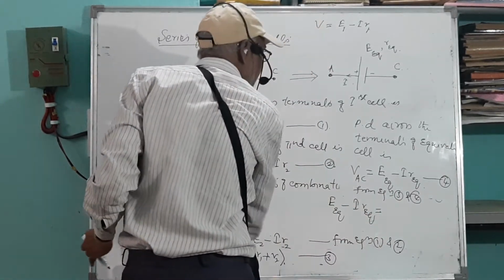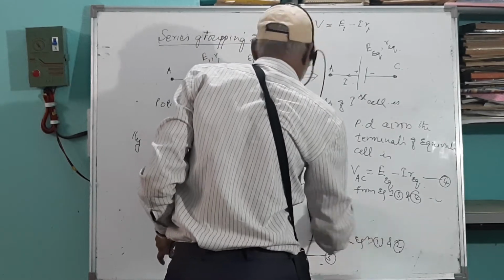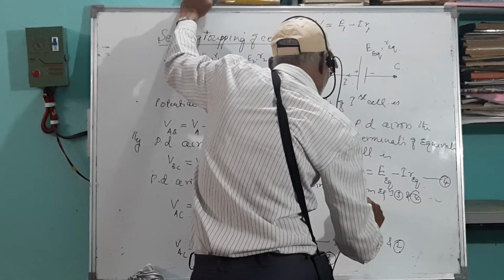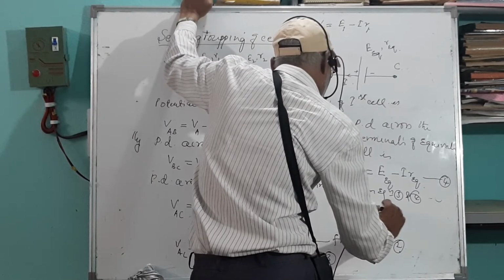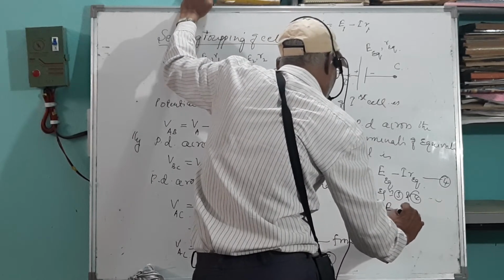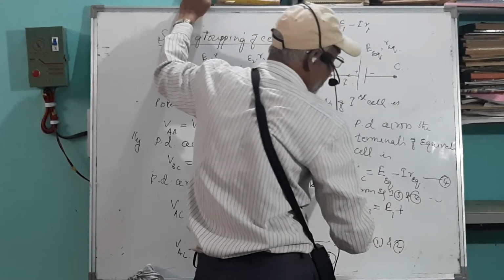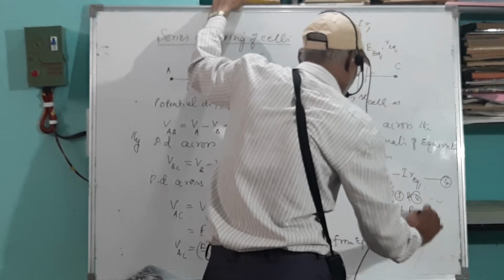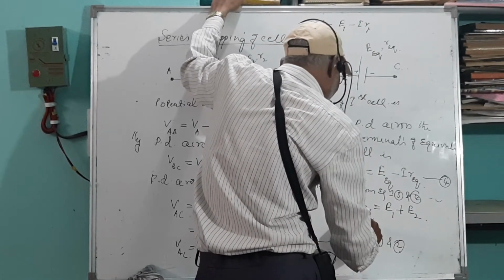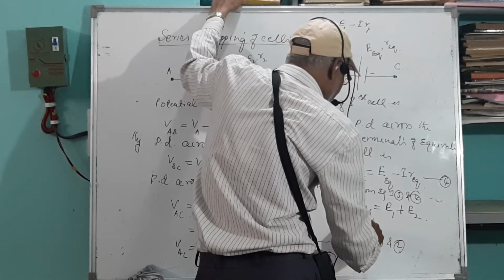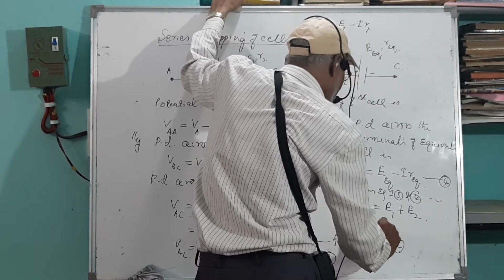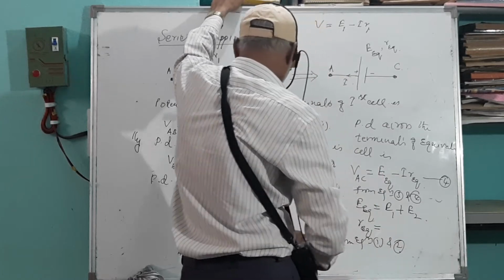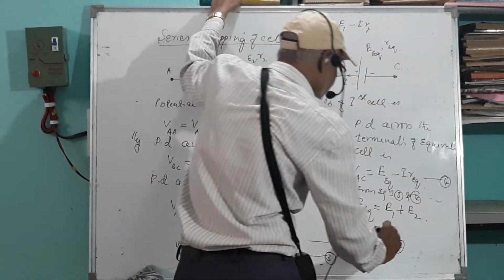As you know, you can write it directly instead of writing this. So E equivalent is equal to the sum of individual EMF. The EMF of the first cell is E1 and the EMF of the second cell is E2. Similarly, the equivalent internal resistance, R equivalent, from this expression is the sum of R1 and R2.